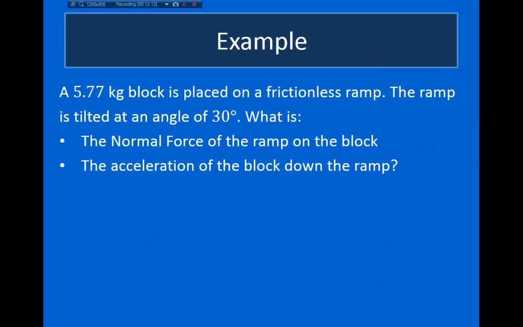So now let's look at one last example, and then that'll be the end of this video. This example says we have a box that weighs 5.77 kilograms. It's placed on a frictionless ramp, and the ramp is tilted to an angle of 30 degrees. And we're asked to find the normal force that the ramp exerts on the block, and then we're asked to find the acceleration of the block down the ramp.